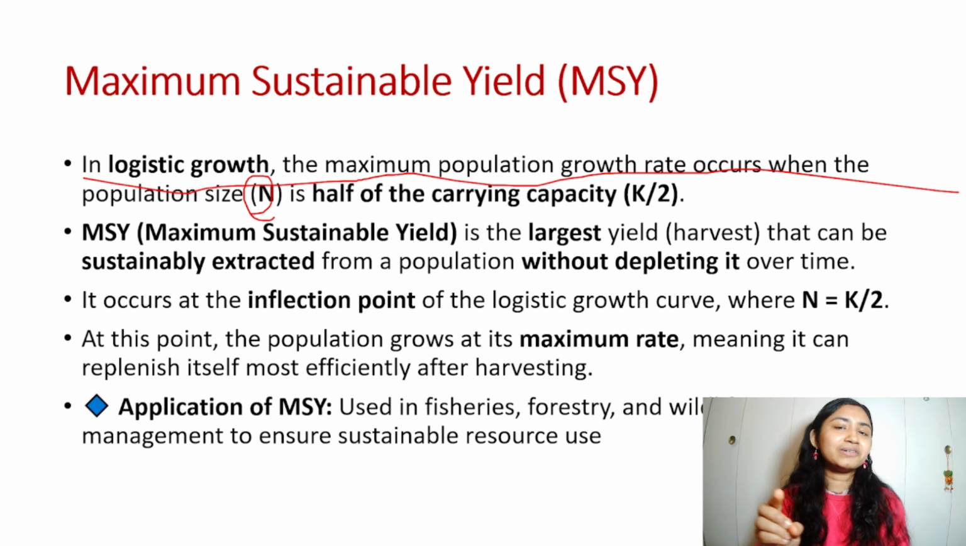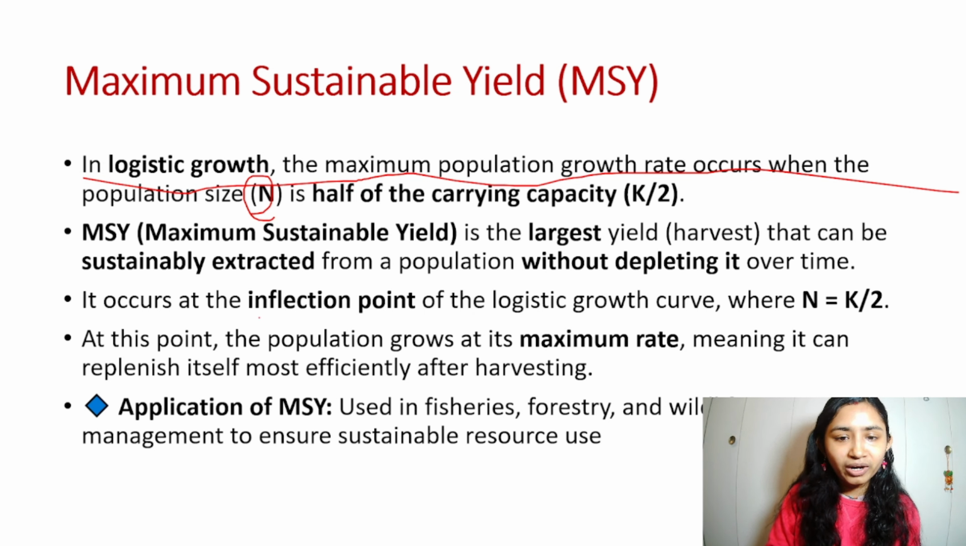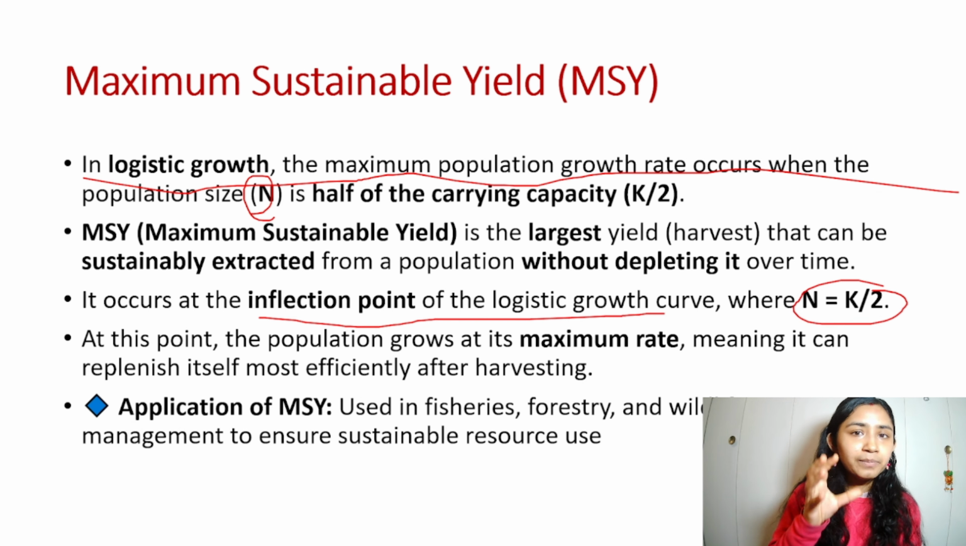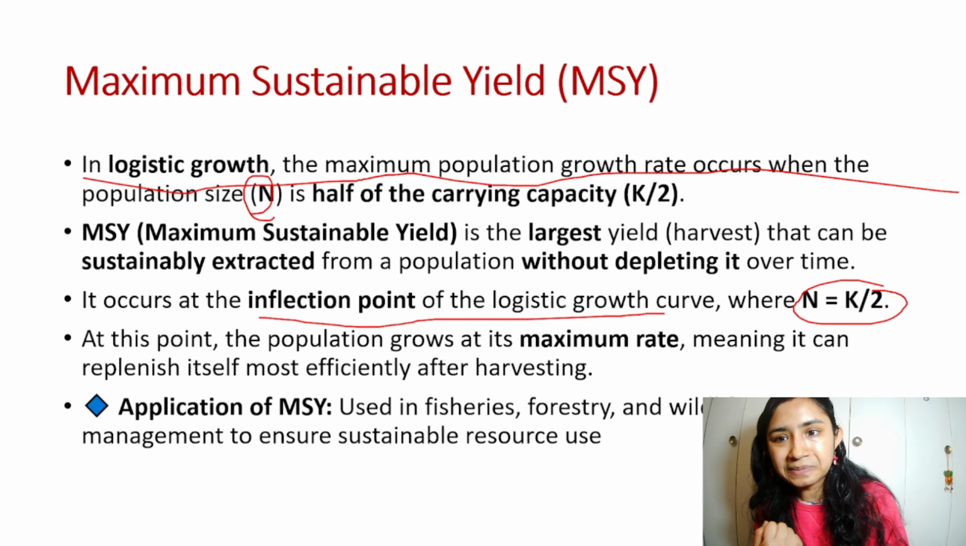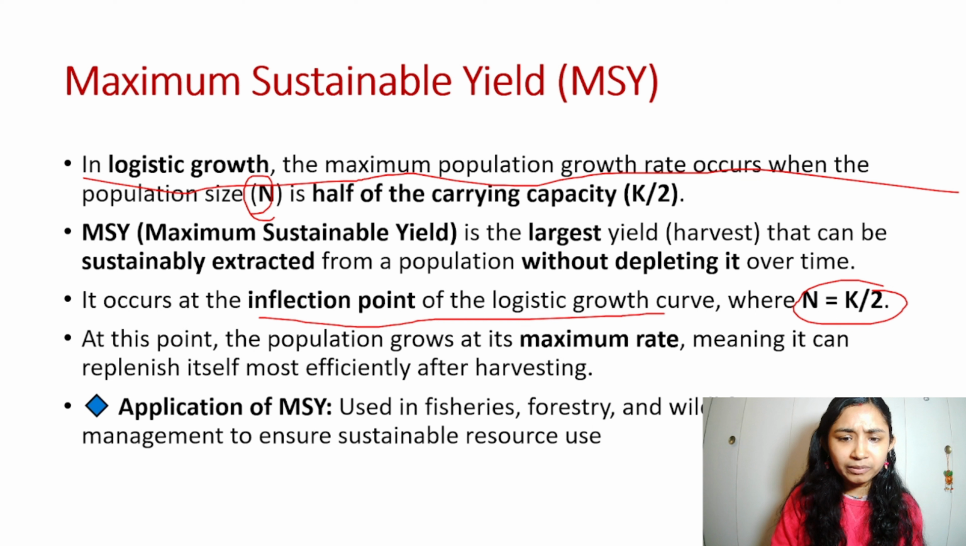And this method is useful for lots of farmers, lots of fishermen. It occurs at the inflection point of the logistic growth curve where N is equal to K/2. When the number of individuals is half of your carrying capacity, then your growth is maximum. At this point the population grows at maximum rate, meaning it can replenish itself more efficiently after harvesting. Fisheries, forestry, wildlife management ensure sustainable resource use by using this method.